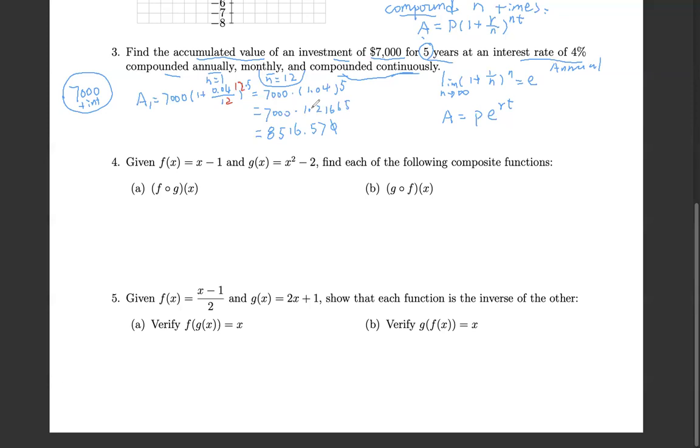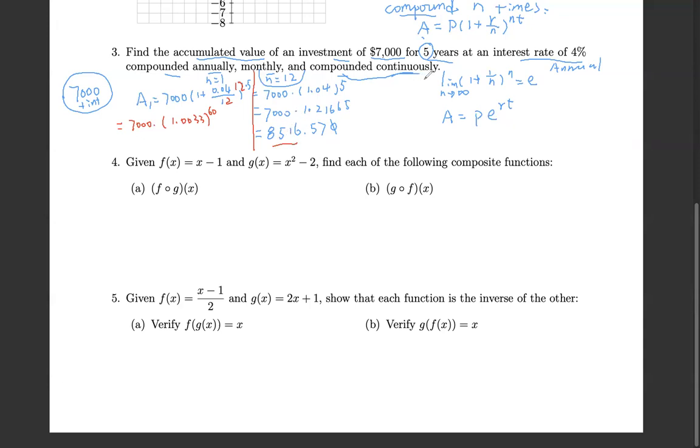I don't really have a calculator on hand, but what you do is this. Let me rewrite on this side. You have to do 7,000 times 1.0033 raised to 12 times 5, which is 60. So on your calculator, you press 1.0033 raised to 60, then multiply by 7,000. That's also about 8,000 something, but I'm sure it's bigger than this number.